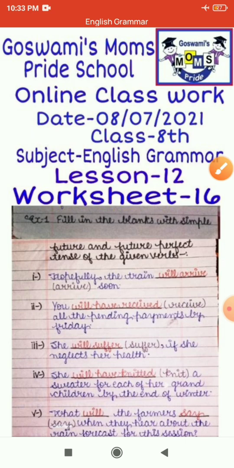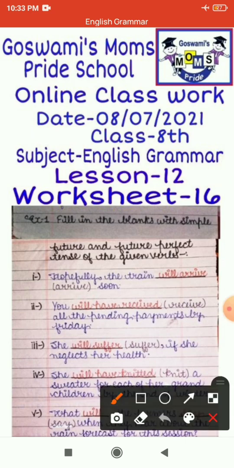So like always, before starting the work you all have to mention today's date in your copies, that is 8 July 2021. With this you have to mention online classwork in your copies, and with this you have to mention lesson 12 in your copies.